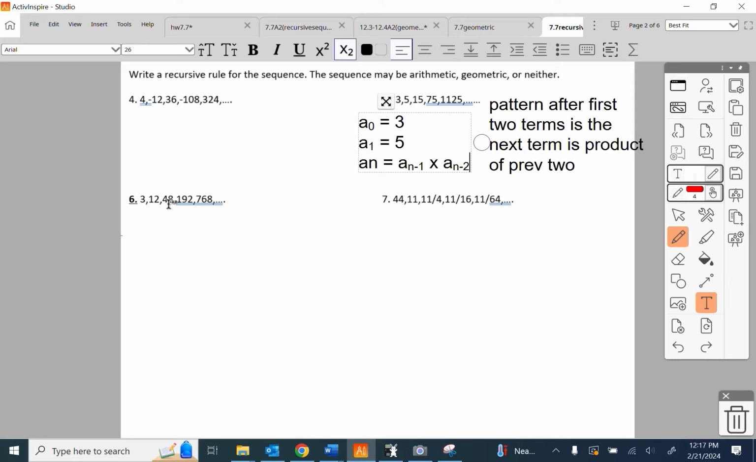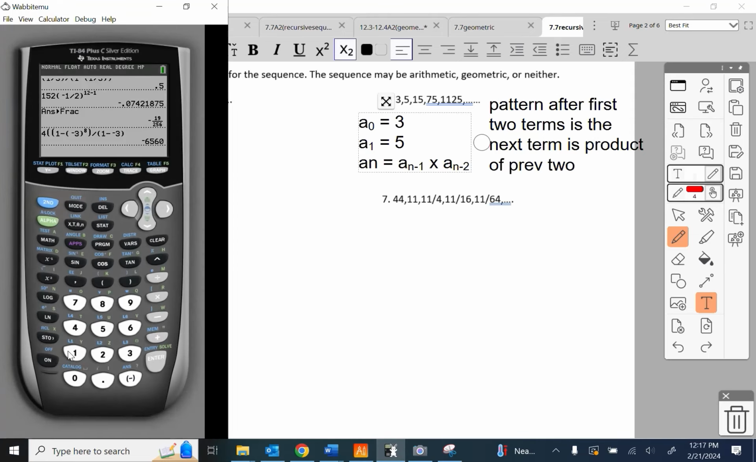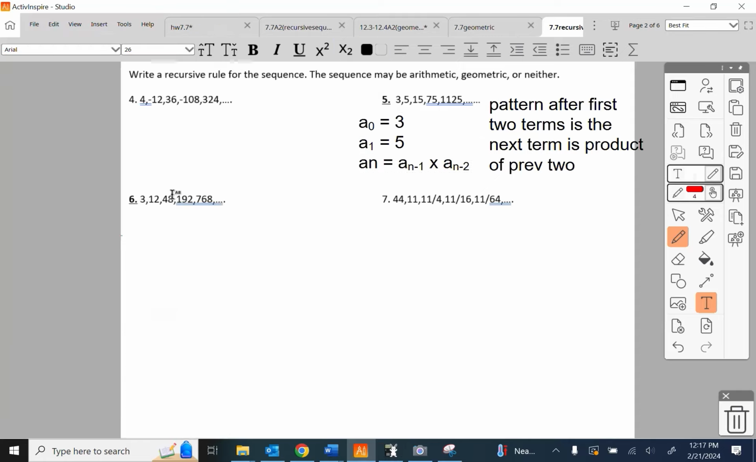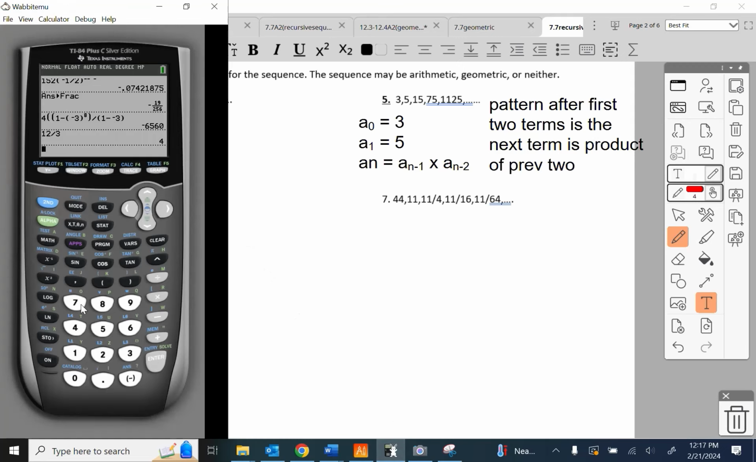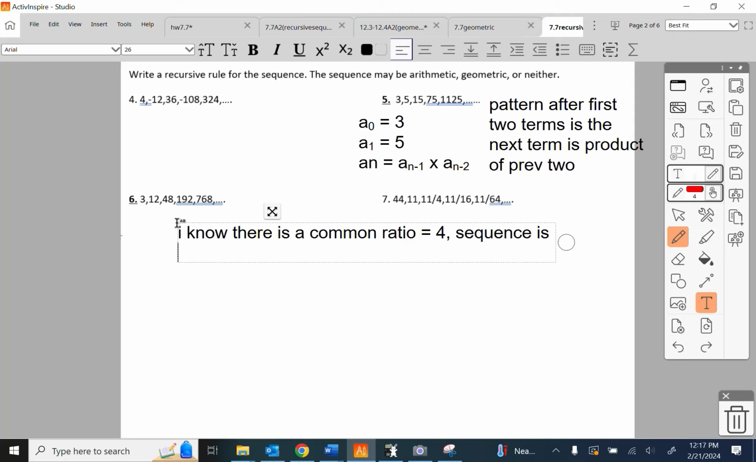All right, 6 is listed. 6 to me looks like it has a ratio. You know, I'm just going to check it. I think 12 over 3 is 4. All right, what else have I got? I think 48 over 12 is 4. I think. Just pretend I'm kind of slow in the head sometimes. All right, so what I do is I know there is a common ratio equal to 4. So the sequence is geometric.